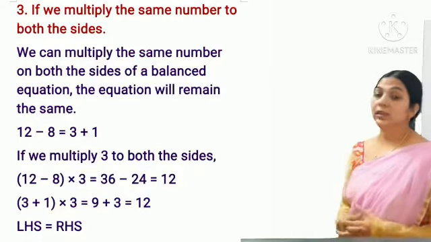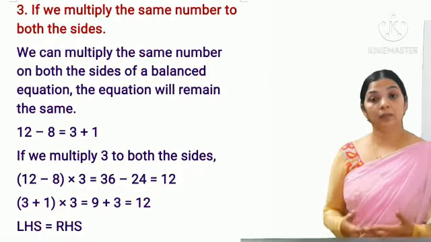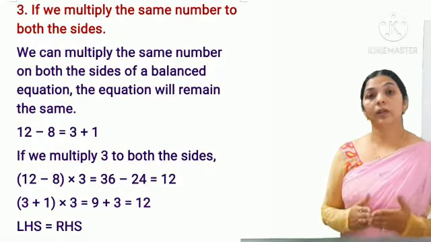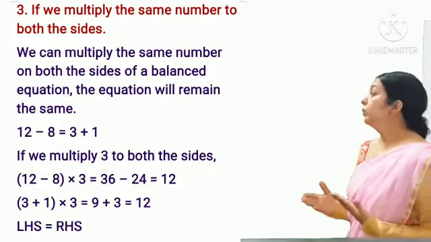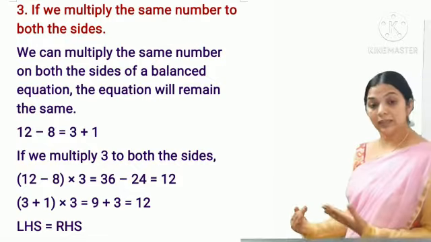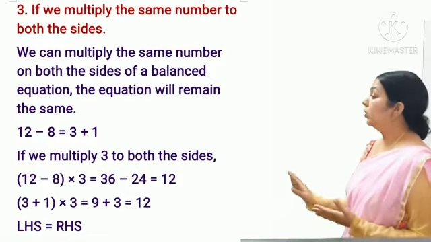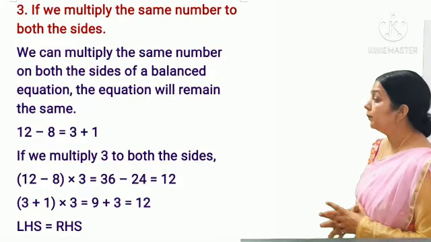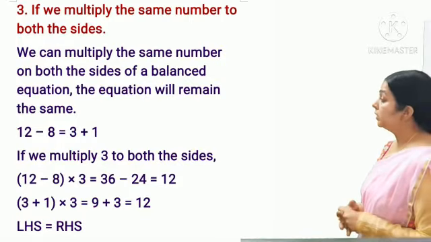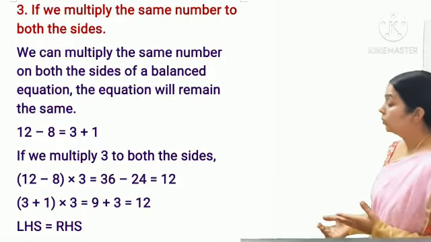The third thing is, if we multiply the same number to both sides, then also the equation remains the same. So 12 minus 8 is equal to 3 plus 1. This is the equation, both sides are equal. If we multiply both sides by 3, then the equation will remain the same, that is LHS is equal to RHS.